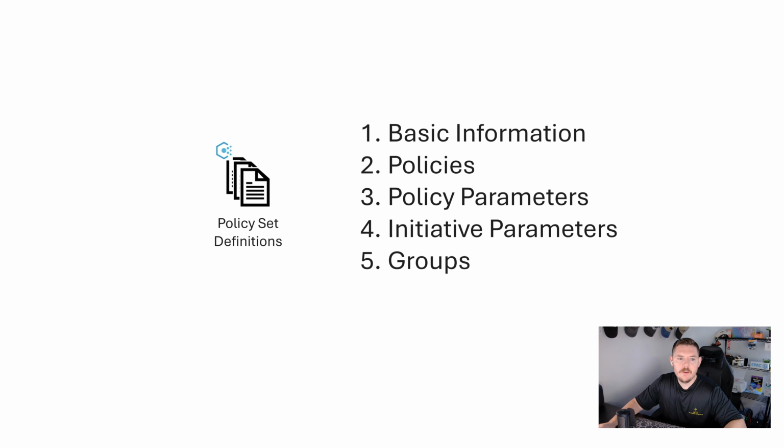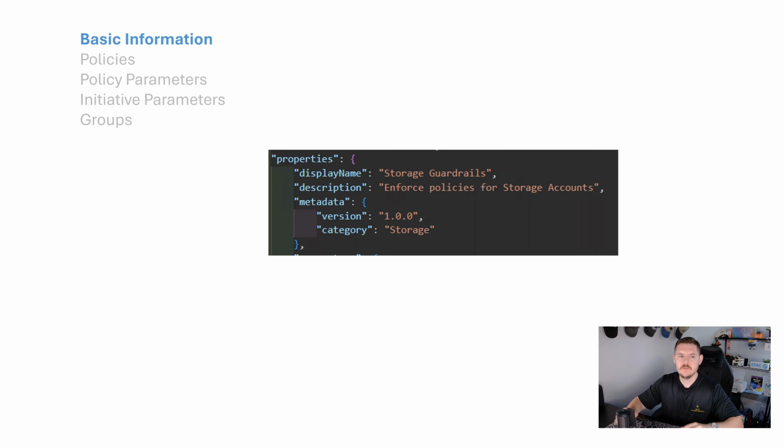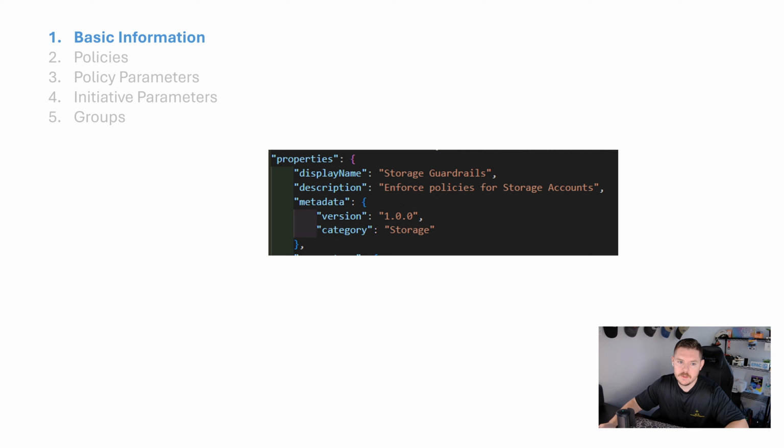Now, if we look at the core components of the policy sets, there's 5 key topics that we need to understand before we look at building a policy template for policy sets in EPAC. The first being the basic information, which for the most part is straightforward. It's things like the display name, the description, and the metadata, such as the version or category.